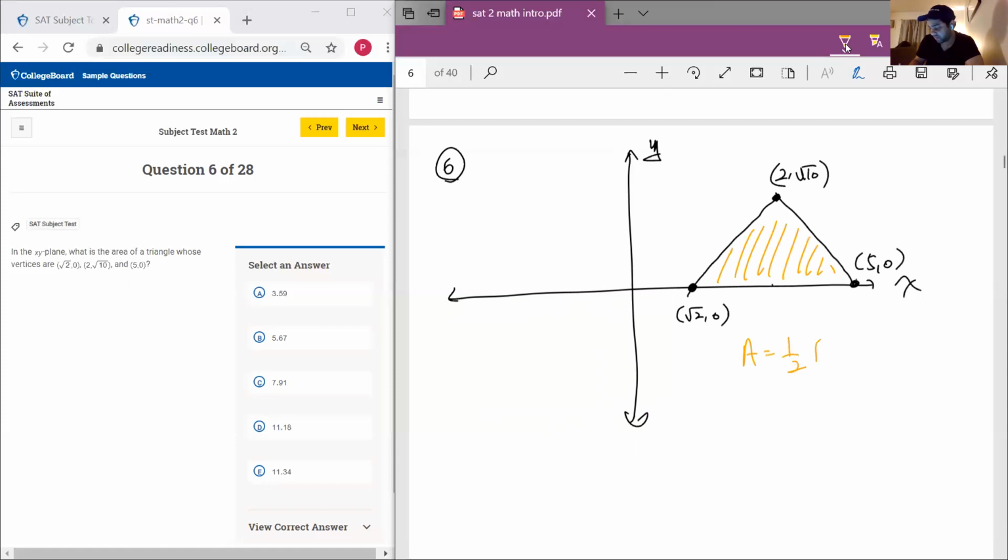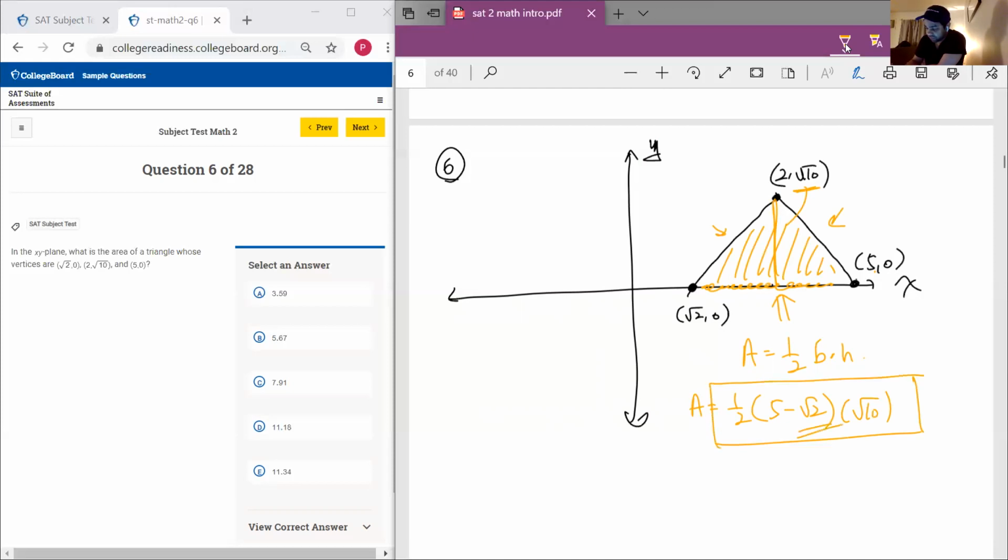Area is 1/2 base times height. This is pretty straightforward because we can think of this to be the base. It doesn't have to be, guys. You can use this or this to be the base, but why would you, right? You have a perfectly horizontal length. So the base is 5 minus square root of 2, and you multiply by this height here, which is square root of 10. And just use your calculators, and that is going to be the answer.